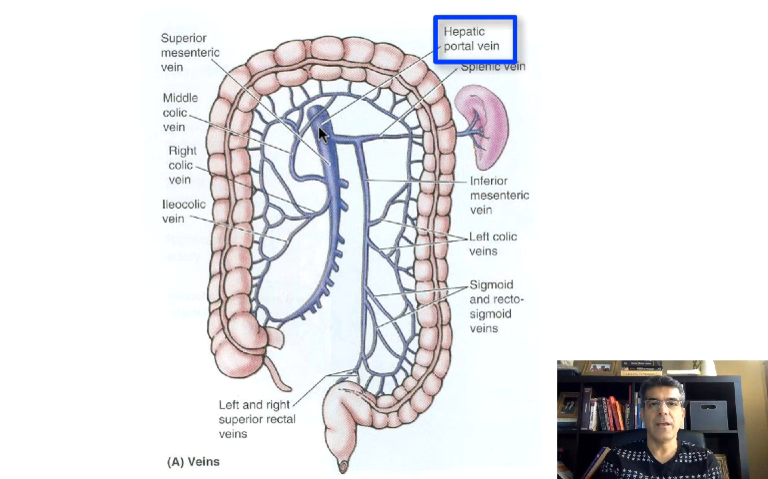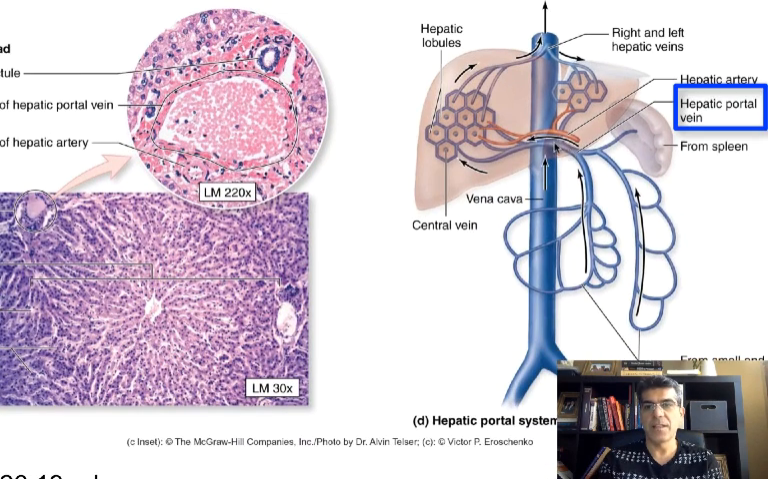Hepatic portal vein is going to go inside the liver, just like this. This is a hepatic portal vein. It's going to go inside the liver. This is the vena cava, so it's going behind the liver. So this hepatic portal vein is going to bring blood to the liver.